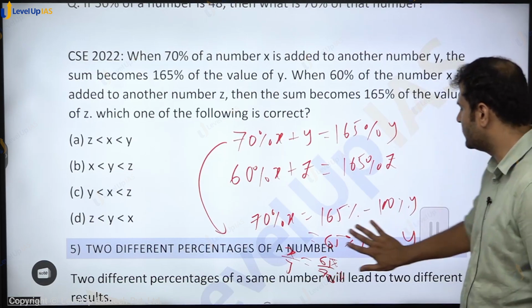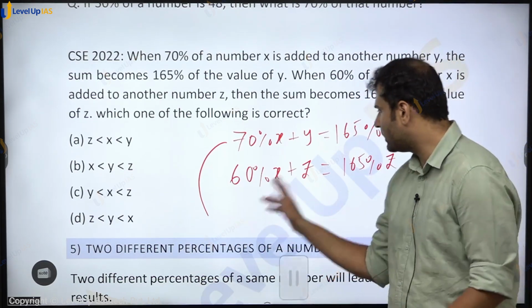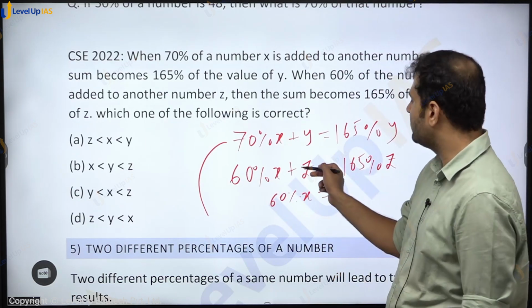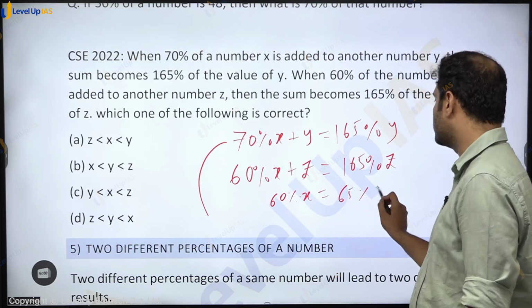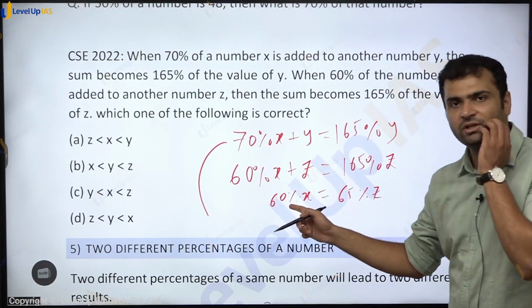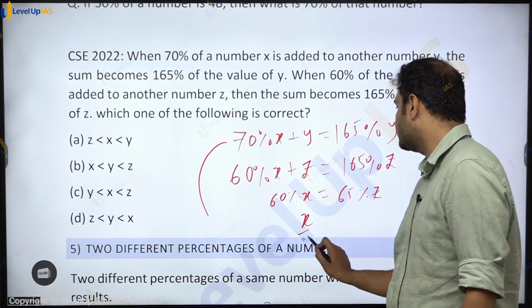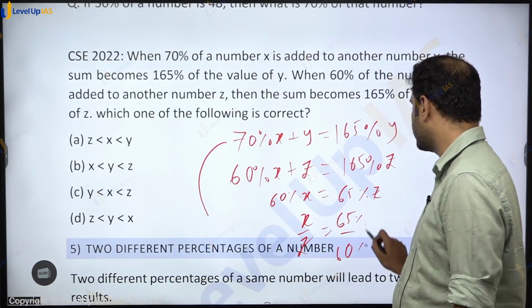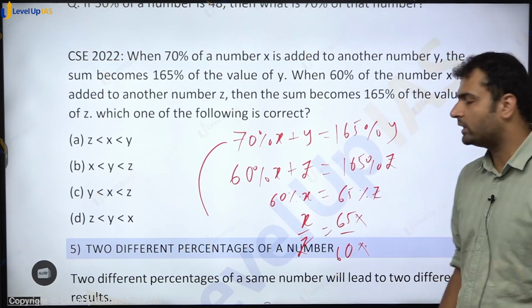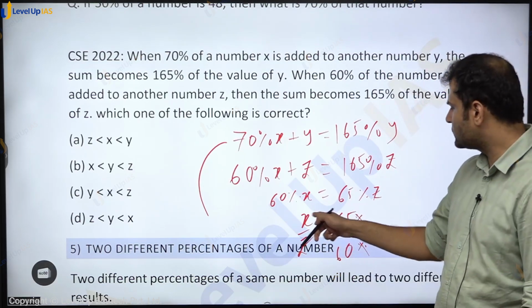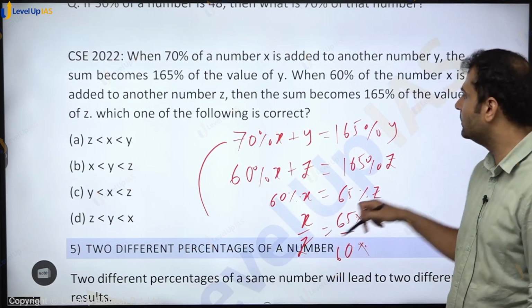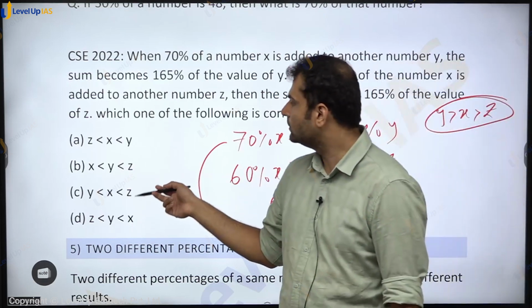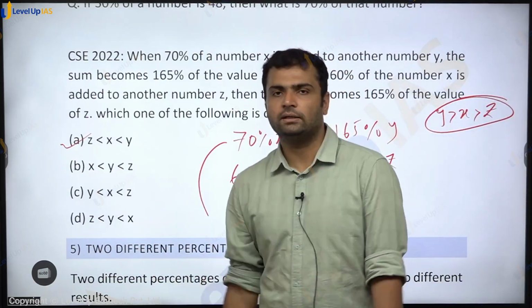And similarly from the second equation we can take z on the other side and we'll get 60% of x is equal to 165% minus z, which is 65% of z, because this z is nothing but 100% of z. So x by z is equal to 65 by 60. The percent gets cancelled because the percent sign is nothing but 1 by 100. Same quantity, so it cancels. So x is 65 and z is 60, so x is bigger. So we have y bigger than x bigger than z. That is the relation. Answer is A.